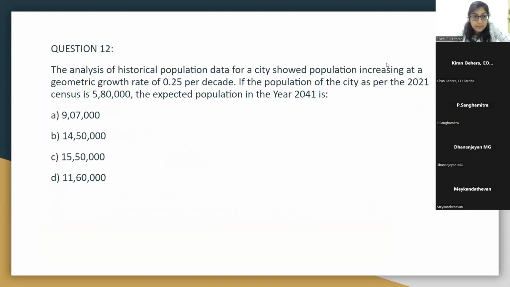Now let's move on to one of the numericals. The analysis of historical population data for a city showed population increasing at a geometrical growth rate of 0.25 per decade. The population of the city in 2021 census is 5,80,000. The expected population in 2041. So they're asking for 20 years. Per decade, there's a growth rate of 0.25. So making use of the formula for the geometric increase method, population growth technique, we can find out the answer for this.